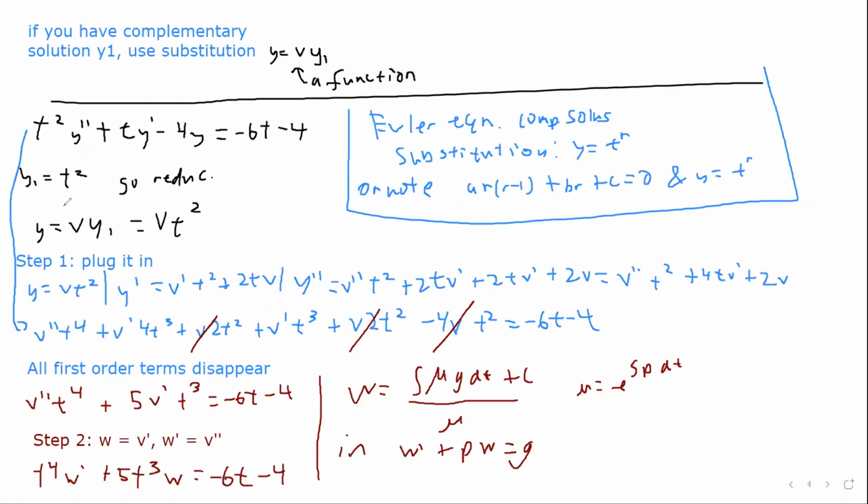Step 0 is remember the basic substitution y equals v y1. Step 1 is to plug it in so that all the first order terms disappear. Step 2 is to note that w equals v prime and w prime equals v double prime. And then you can solve this differential equation for w.